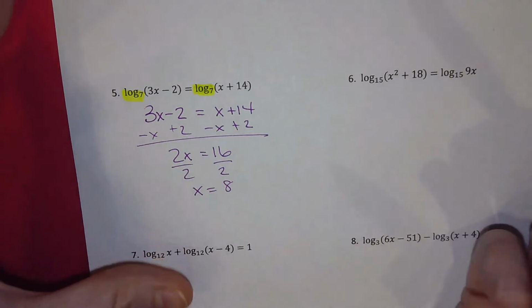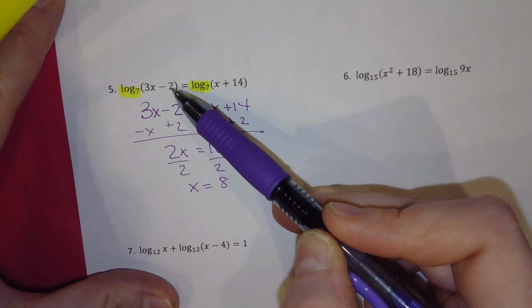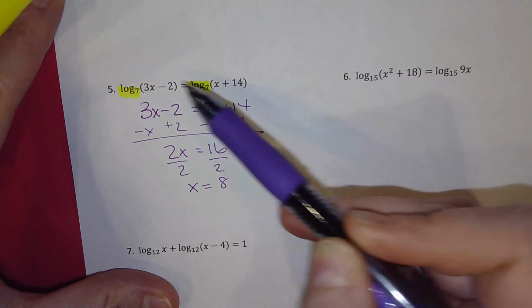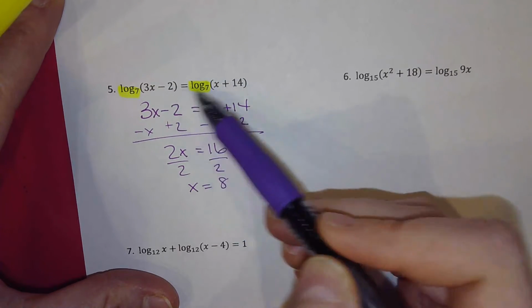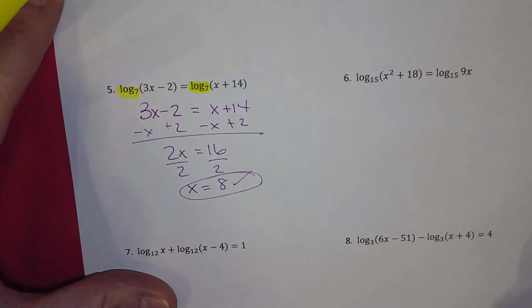Plug it back in, double check that you don't get negative numbers. So 3 times 8 is 24 minus 2, 22. 8 into here, plus 14, 22. Those numbers in parentheses are the same, and they are not negative, which means this works out. So my answer is x equals 8.